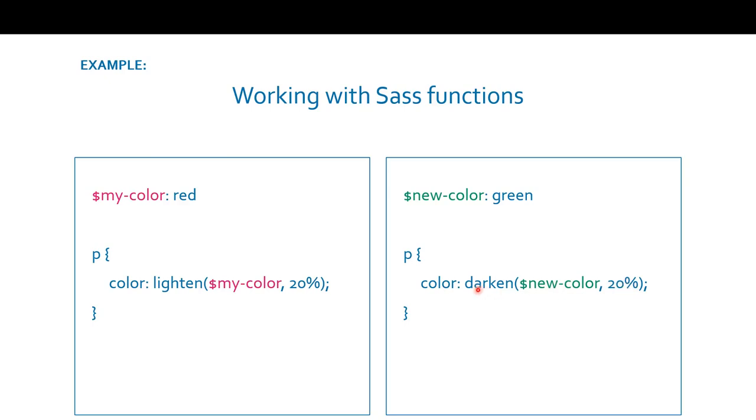So what I'm saying is that the lighten function takes in two parameters: the color you want to change, and the percentage you want to change it by. The same thing is applicable to darken. Darken takes two values, the color you want to change and the percentage you want to darken it by. If I want to darken it by 20%, in this case I'm darkening this green color by 20%. So that's how to use the built-in function.